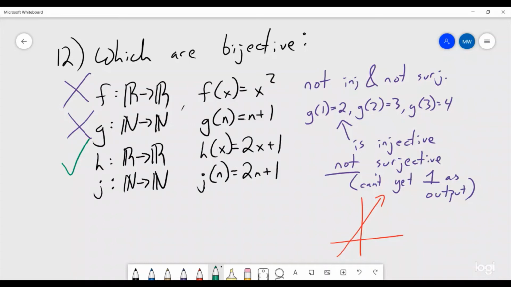How about J? Is J going to be injective, surjective, or bijective? So that one's not going to be bijective because it's not surjective. Yeah. That was the second one. Yeah, this one is not surjective. It is injective, but it's not surjective. We can't get the output of 2, for example. So our answer is only H. H is the only bijective function. Okay, yeah, that makes sense.